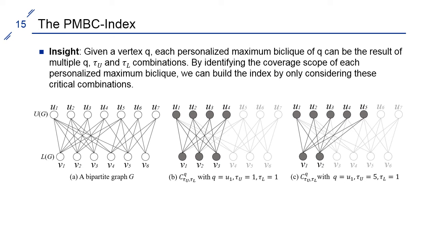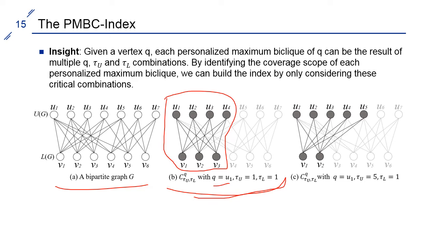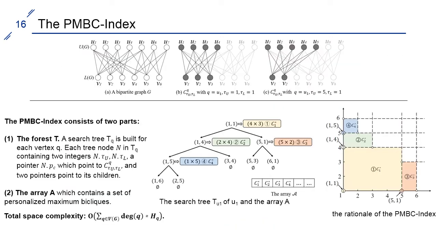For example, given a bipartite graph G, this biclique is the result of Q equal to U1, tau_U equal to 1, and tau_L equal to 1. But it is also the result of Q equal to U1, tau_U equal to 2, and tau_L equal to 2. So this one result can be the result of many combinations. So we only need to store the critical bicliques. The PMBC index consists of 2 parts.